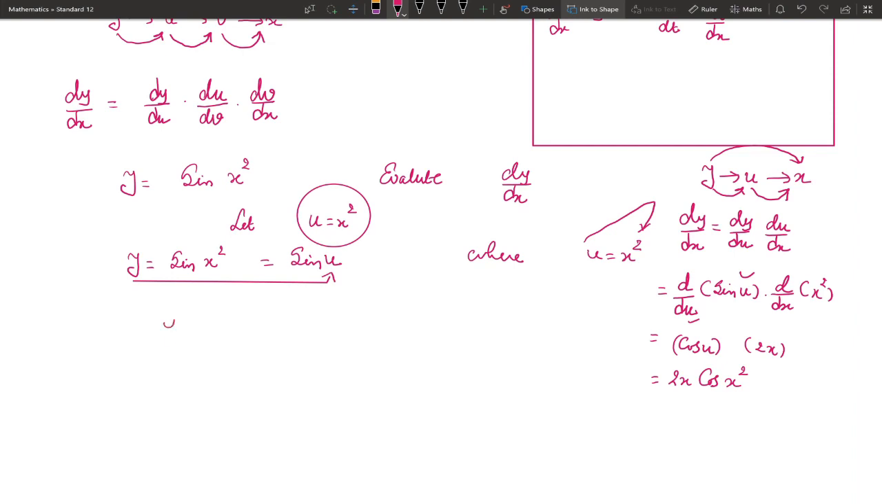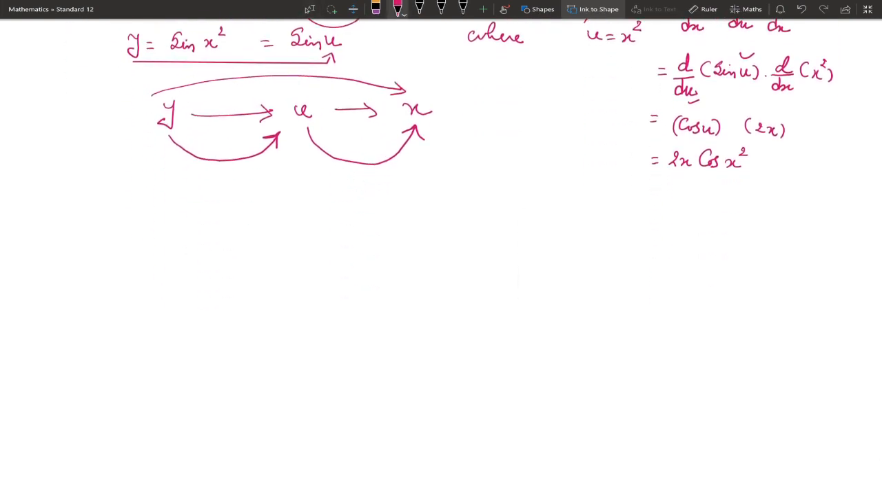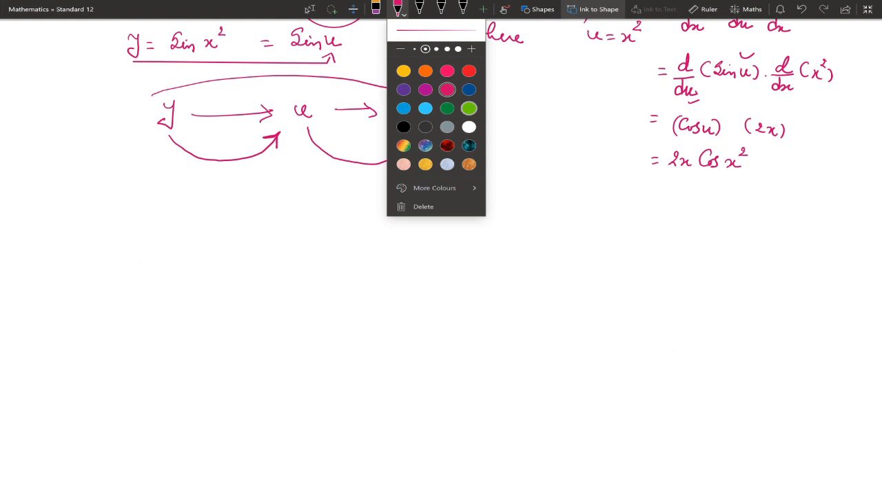y is a function of u, u is a function of x. To differentiate y with respect to x, first differentiate y with respect to u, then you differentiate u with respect to x. Similarly, you can expand this chain.